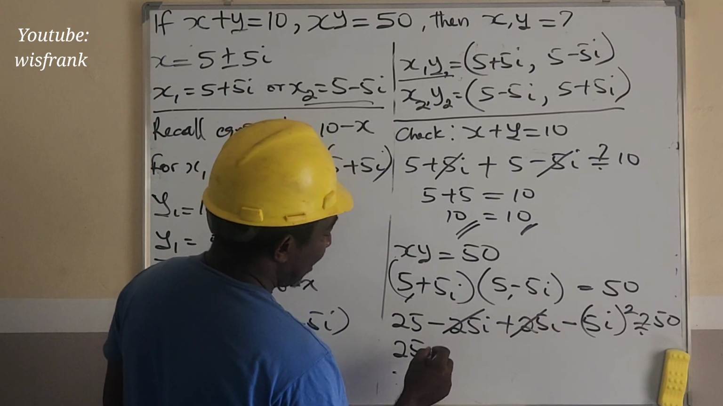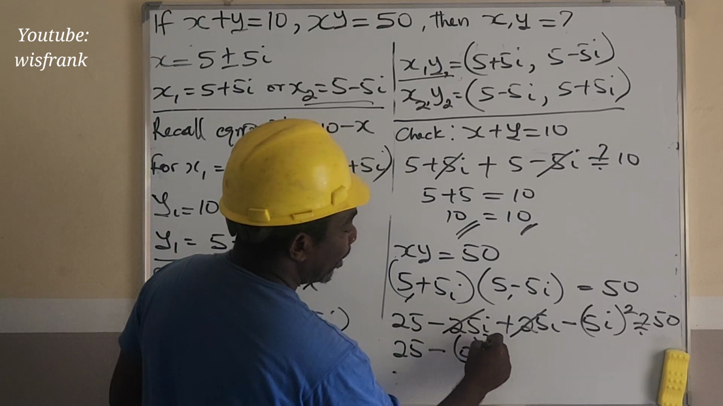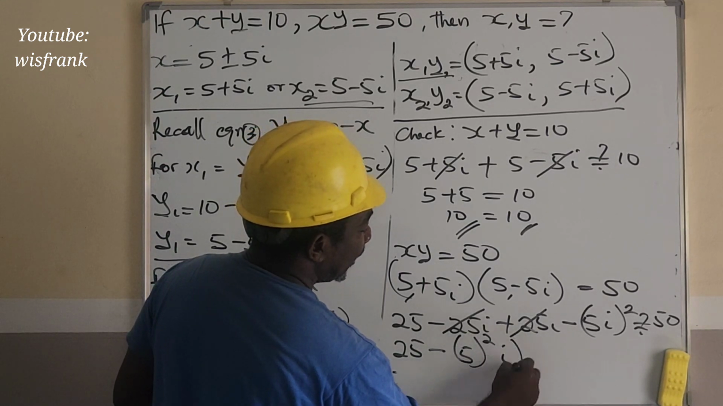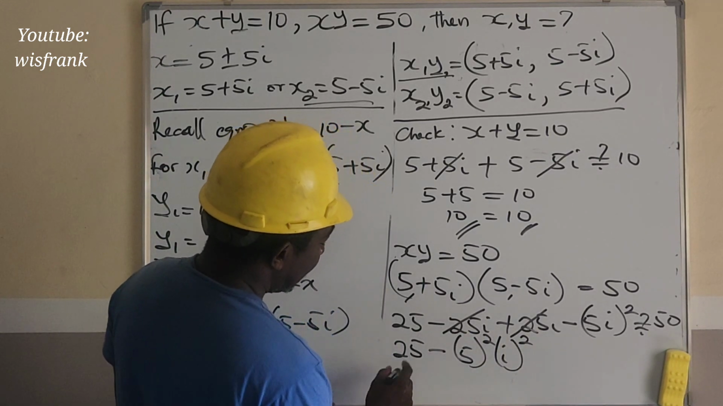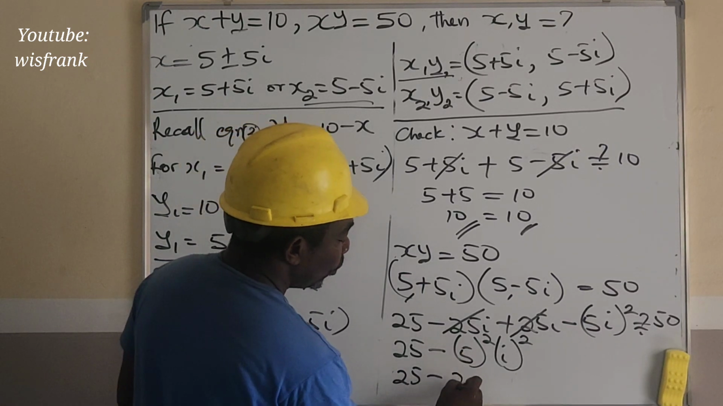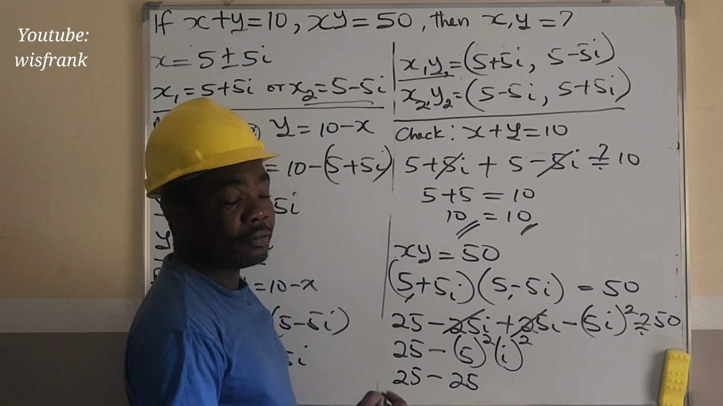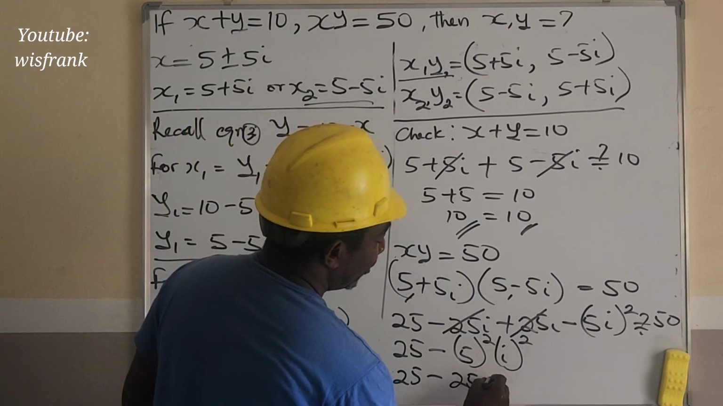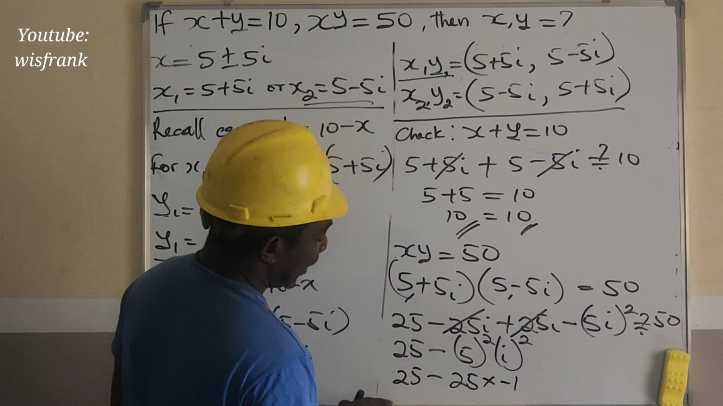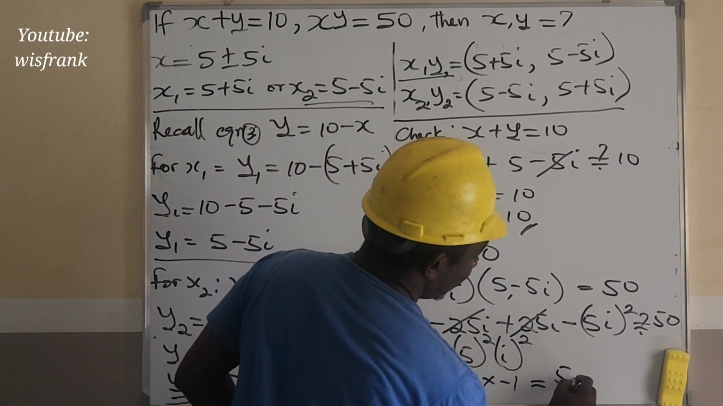This is the same thing as having minus 5 squared times i squared. So in this case, we have 25 minus 25, then i squared is the same thing as minus 1, so we have times minus 1. So in that case, 25 minus, okay, will this equal 50?